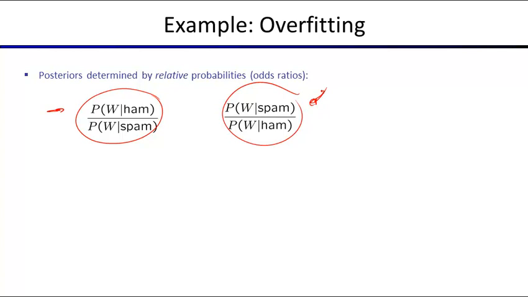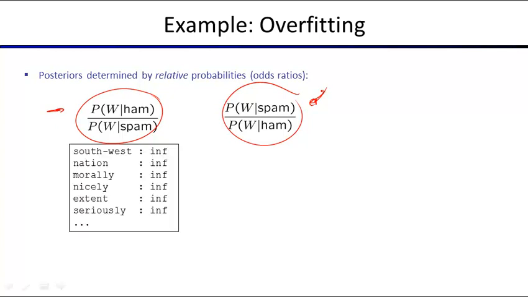After we have learned the classifier, we can go in and analyze the data, and we see, what did we really learn? What words are indicative of spam versus ham? Let's start looking at these. Well, this is what you get. Southwest, infinity. Nation, infinity. Morally, infinity. Nicely, infinity. Extent, infinity. Seriously, infinity. So what's going on here?